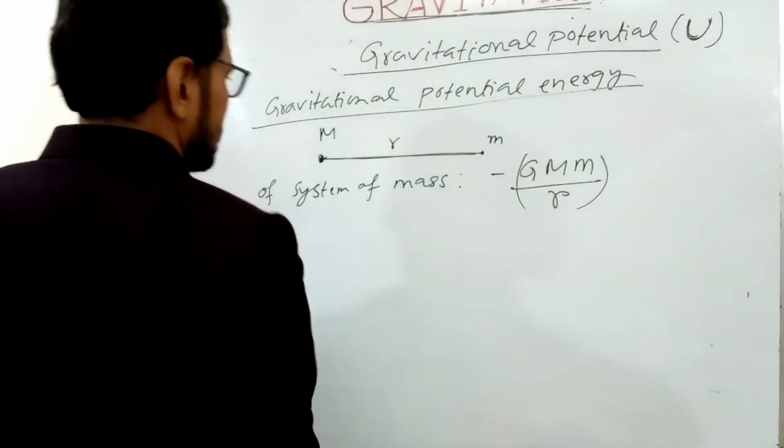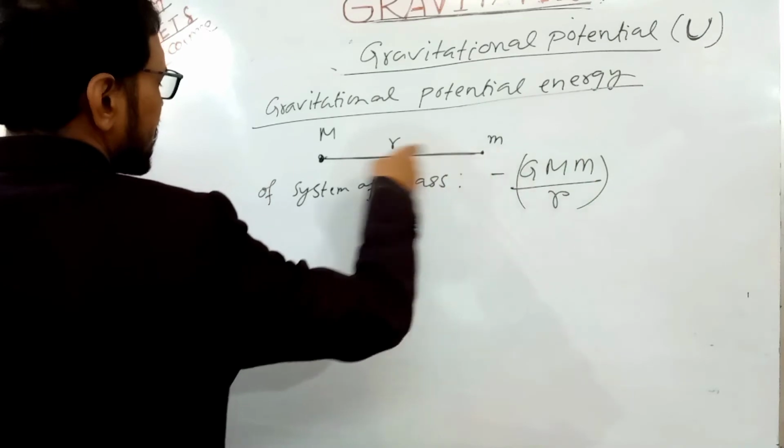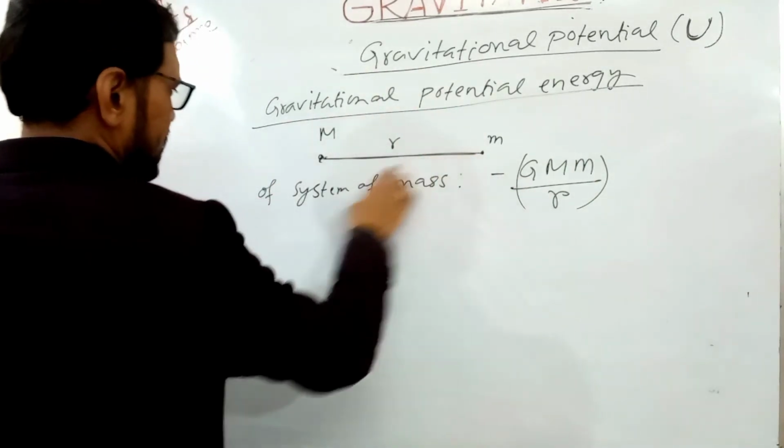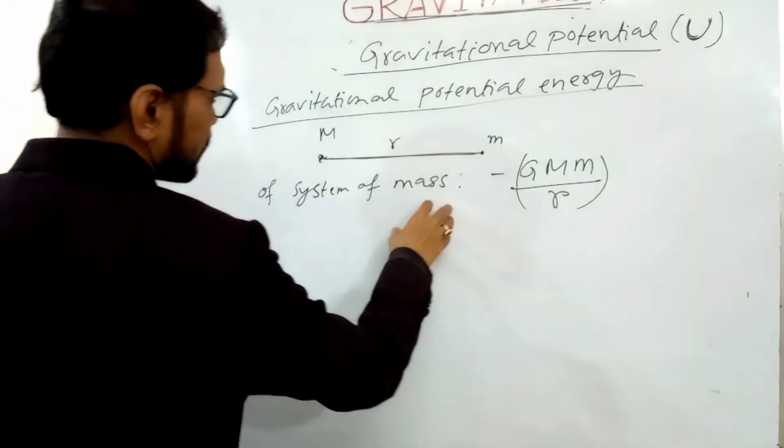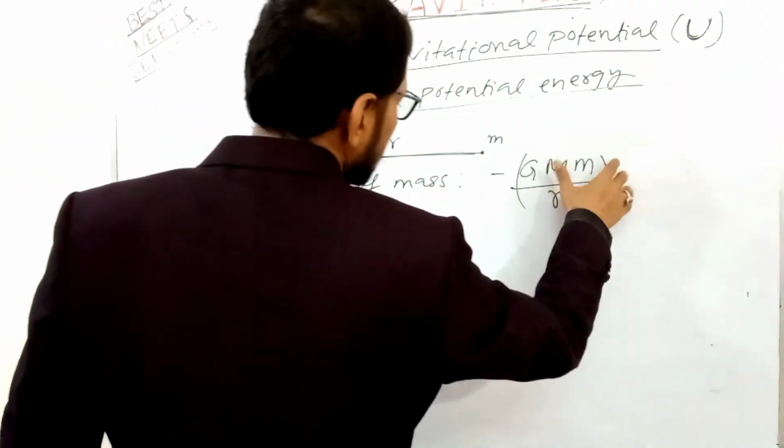So this is the gravitational potential energy of this mass, also this mass, that is we call the system of mass. Potential energy of the system of mass is equal to this.